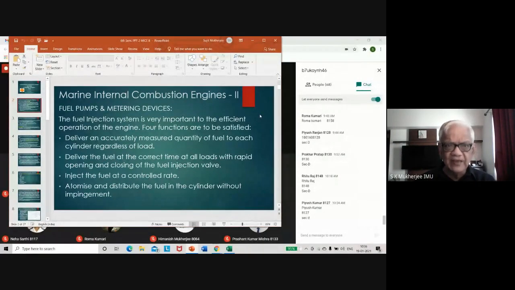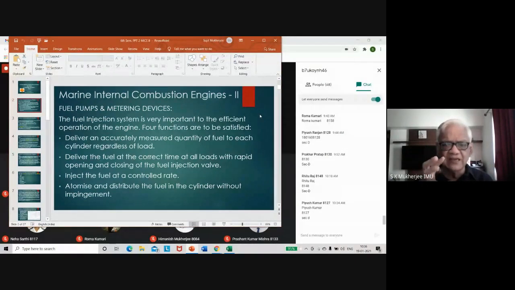Number one, deliver an accurately measured quantity of fuel to each cylinder regardless of load. That means it doesn't matter what the load is, but the quantity delivered to each unit must be the same. Next, deliver the fuel at the correct time at all loads with rapid opening and closing of the fuel injection valve. That means the fuel has to be injected at a particular time for all the units. And when it delivers, it should quickly open and close.